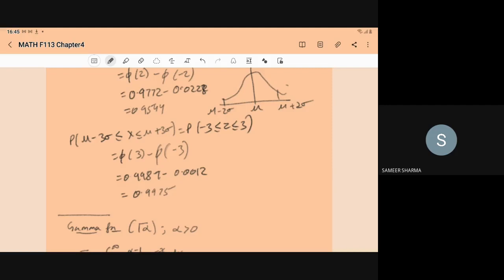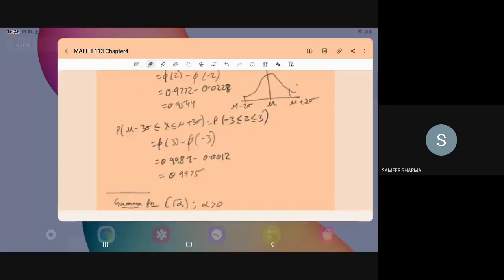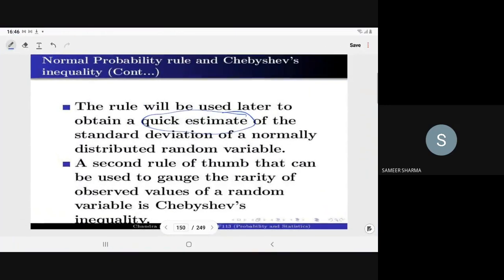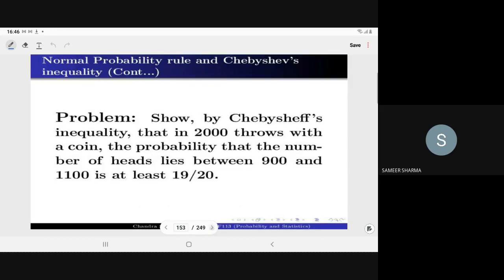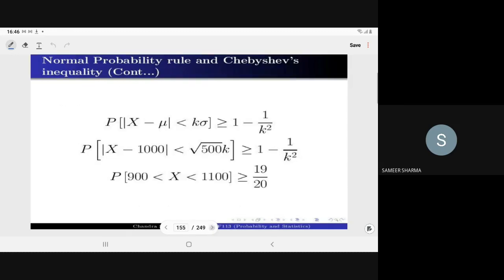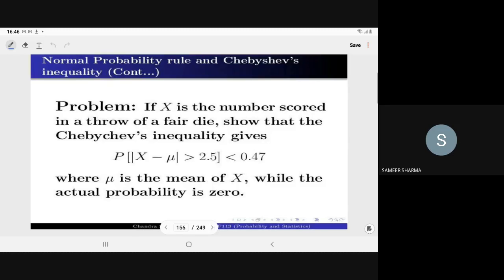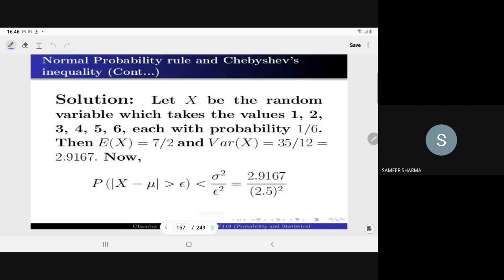So you can assume that in Japan, if they are following the Six Sigma technology, how many errors, outlier products or outlier services do we have? That is the normal probability rule. This Chebyshev inequality is not presently in the course. Actually, this time we are getting fewer lectures, so that's why we have not included it in the course.